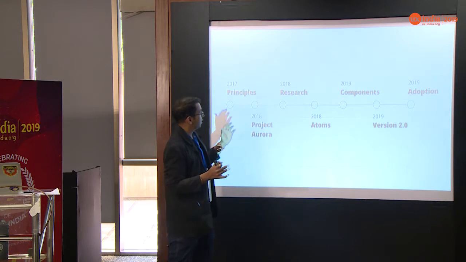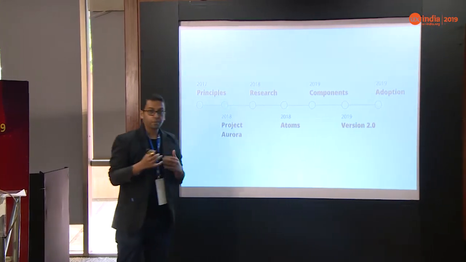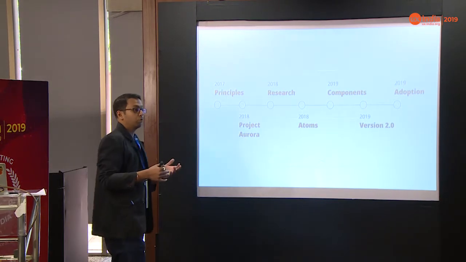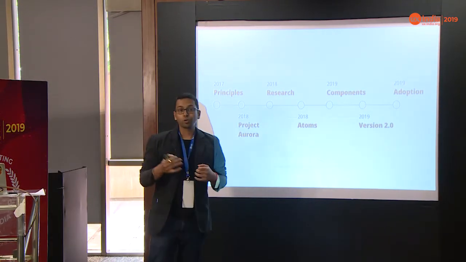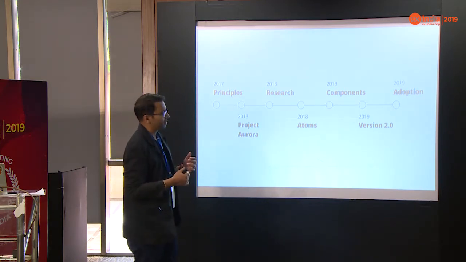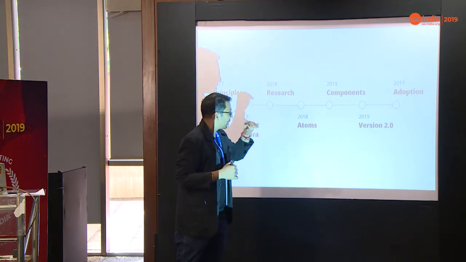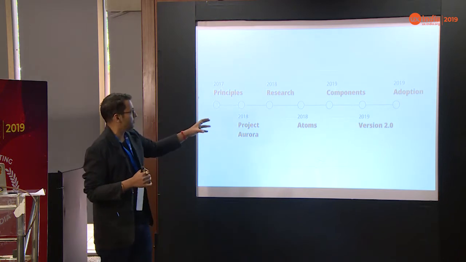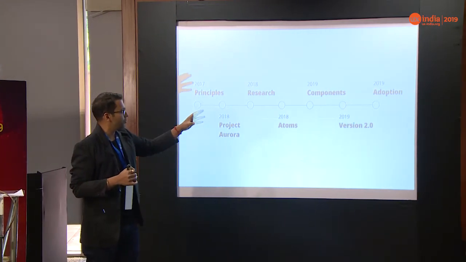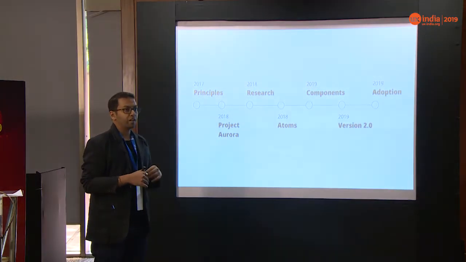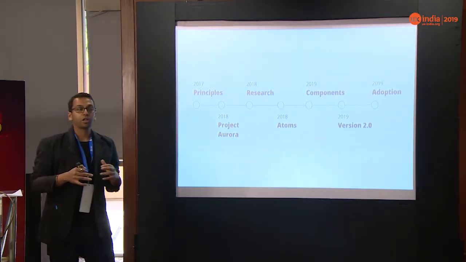So that project plus the principles framed the direction that we wanted to go in building our system. Then in between, we started developing the research around how a design system needs to be built. We went and spoke to Ola, we spoke to Gojek and a couple of other companies about how they are working on their design systems, brought the learnings back, and then around November, December, we started building our atoms, and then we built our components in early 2019. Then we had our version 2.0, and in 2019 quarter two, we started working on adoption.